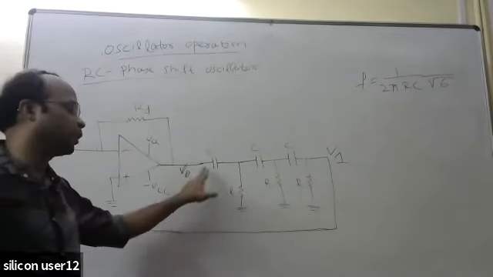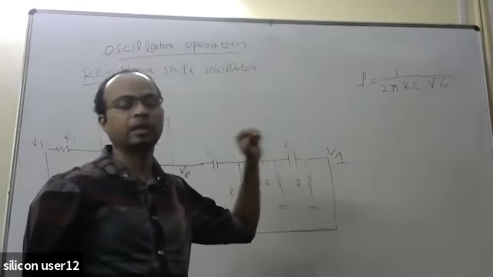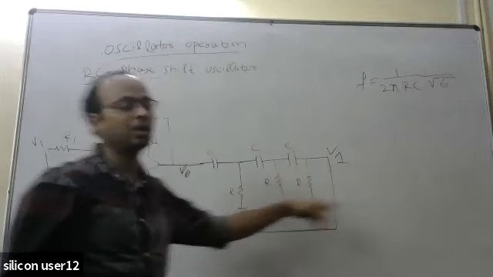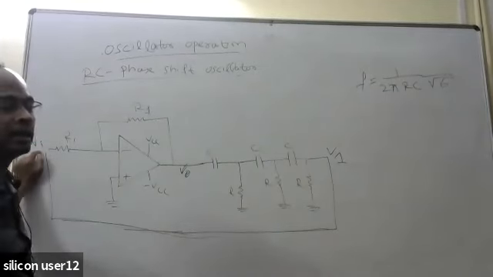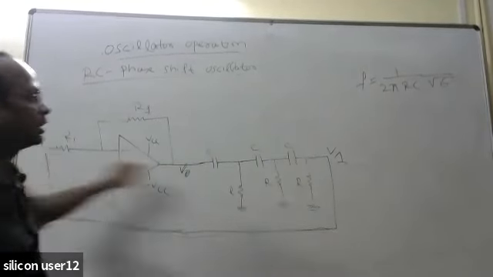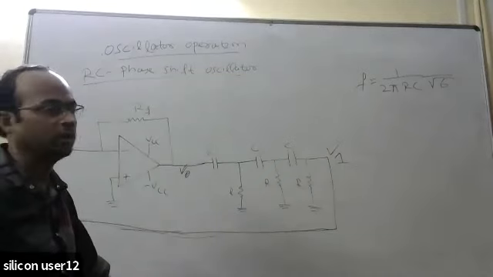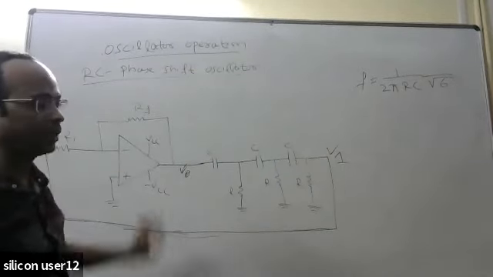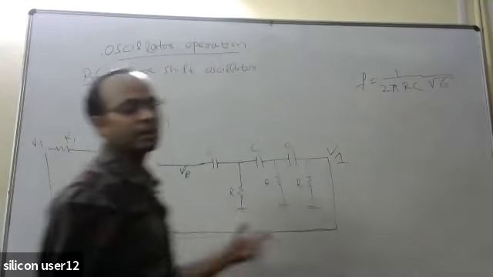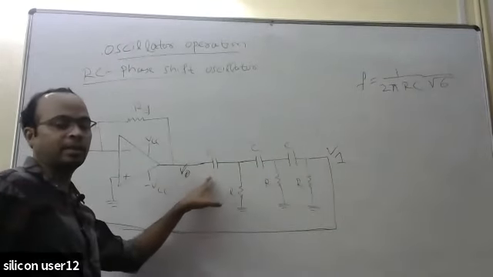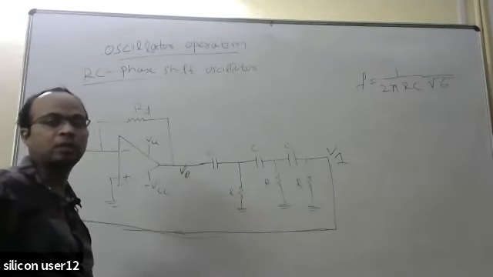But the other frequencies will not have a 180-degree phase shift. They will have, let's say, a 90-degree phase shift or any other phase shift, so they will not be in phase with the input signal. That means for those frequency components, it will not work as positive feedback. Only for this frequency component will it act as a positive feedback system and as an oscillator. So the output of this oscillator will have a frequency of 1 by 2 pi RC root 6. Now if this type of problem is given, with some R and C values, you can easily calculate the output frequency of this oscillator.